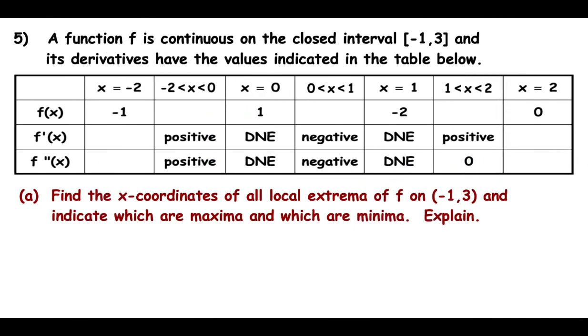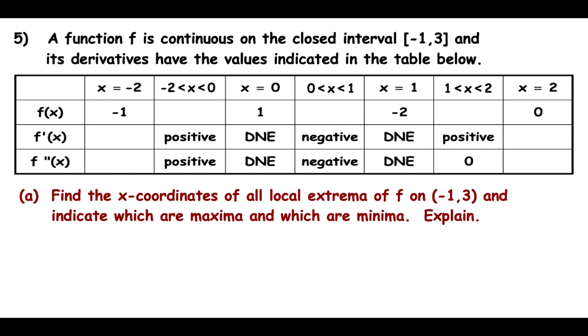We'll finish up day 1 by doing number 5. This is a problem that I made up myself, but I patterned it after some FRQs that I've seen. It says a function f is continuous on the closed interval -1 to 3. Notice it says continuous, not differentiable. And in fact, I see some DNEs there for the first and second derivatives, which means that we probably do have some corners and cusps, but it is continuous.